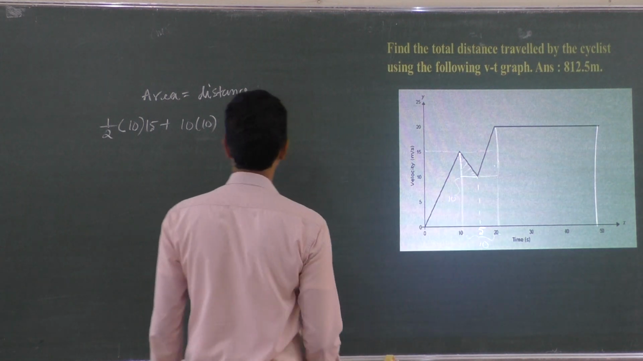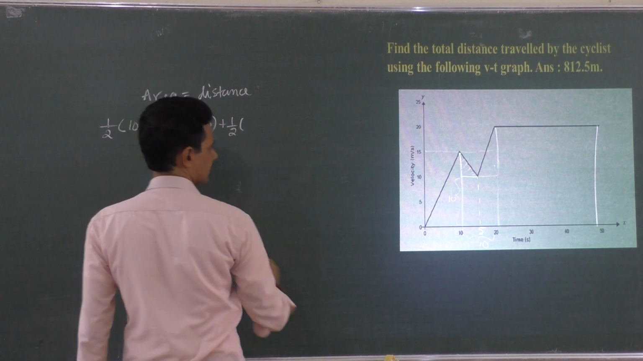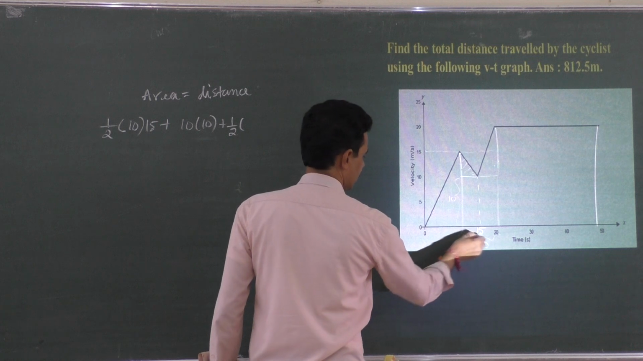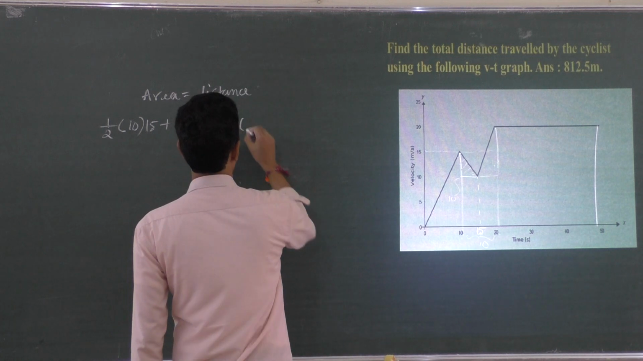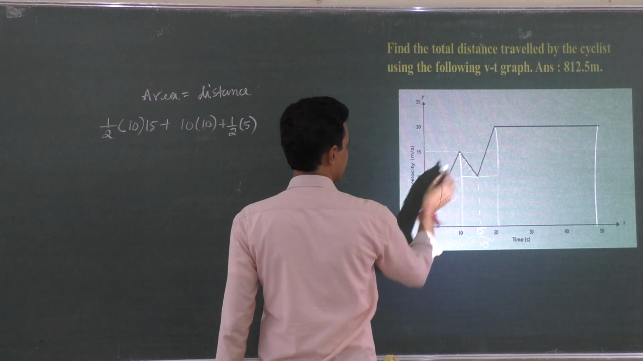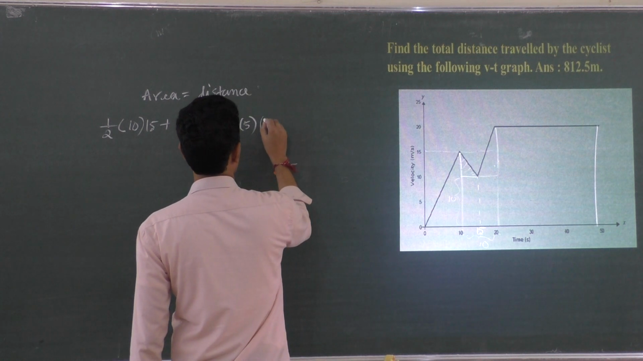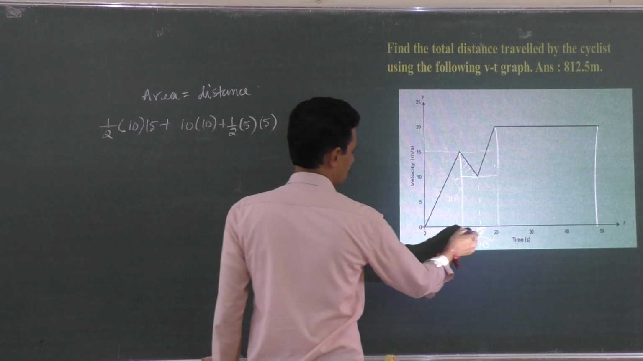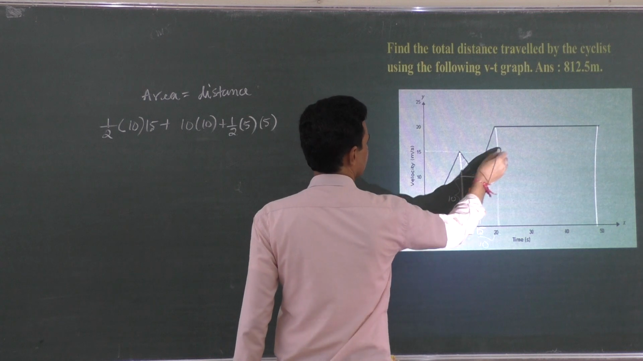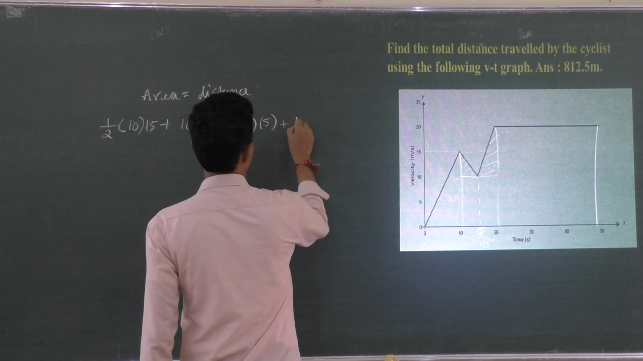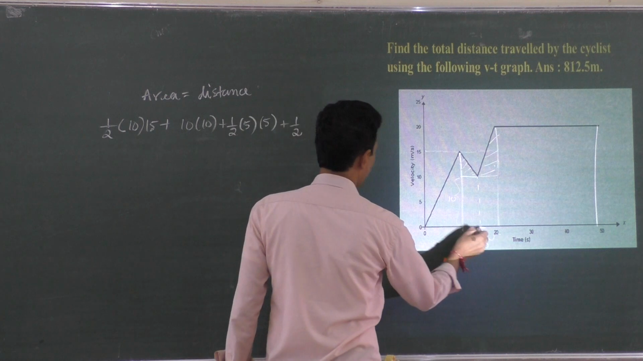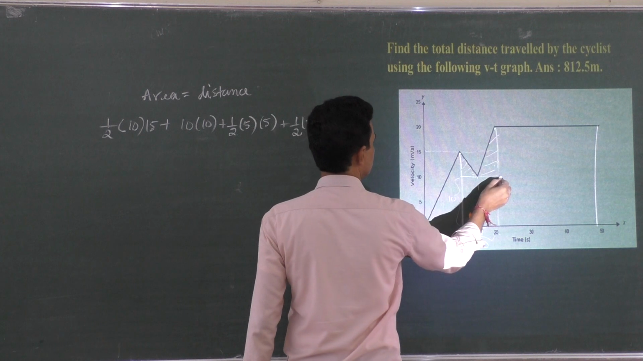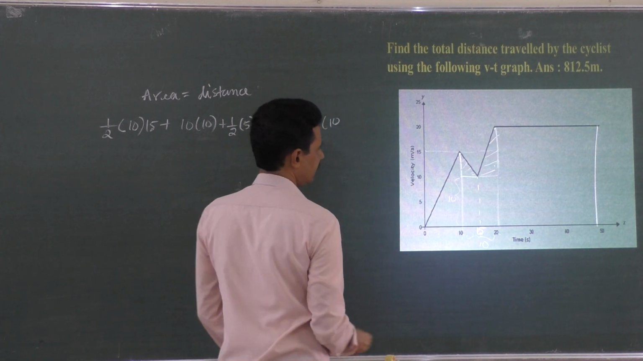Half base plus half base. This base is 10 minus 5. It's 15, sorry, 15 minus 10. 15 minus 10 is 5. Height from 10 to 15, again 15 minus 10, is 5. Okay, then length into breadth is done. This triangle is remaining. What is the area of that triangle? Half base, 20 minus 15. Height is 10 to 20, 10. Am I right? 20 to 10.